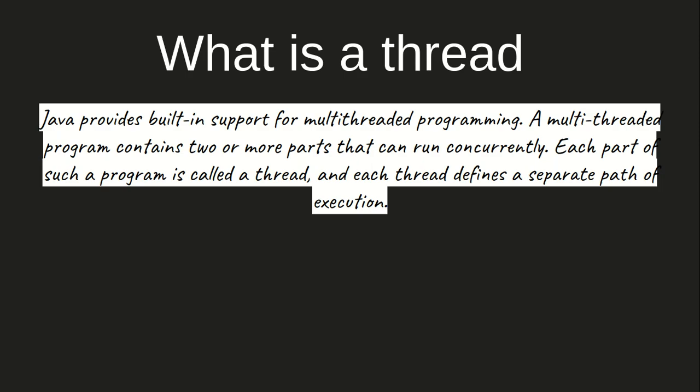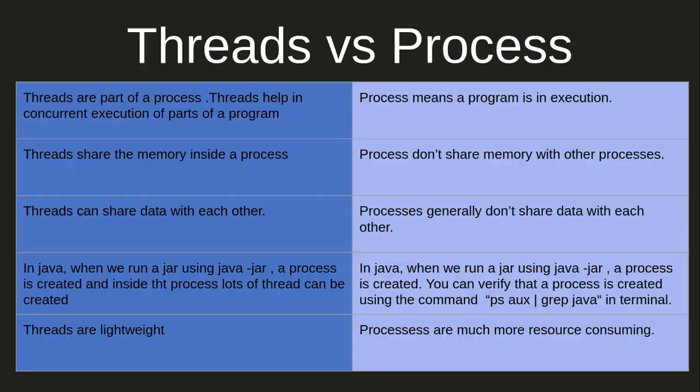Now, on the very basic definition part, what exactly is a thread? We all know that Java is by default a multi-threaded programming language. That is, you can have multiple threads working concurrently. A multi-threaded program contains two or more parts that can run concurrently. Each part of such a program is called a thread, and each thread defines a separate path of execution.